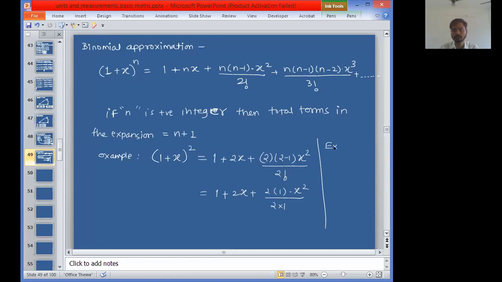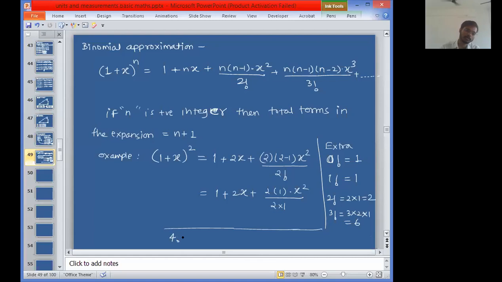One extra point, let me write. Write down this: 0 factorial is 1, 1 factorial is also 1. This you have to remember. 2 factorial means 2 into 1, which is equal to 2. 3 factorial means 3 into 2 into 1, which is equal to 6. 4 factorial means 4 into 3 into 2 into 1, which is 4 into 3 is 12, 12 into 2 is 24. Write down this extra point also, and then reply in the chat box, clear and written.